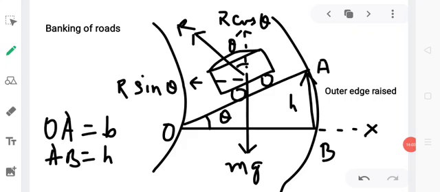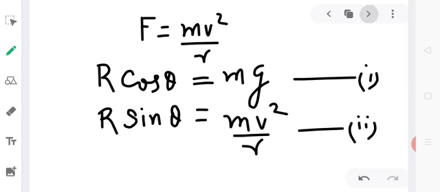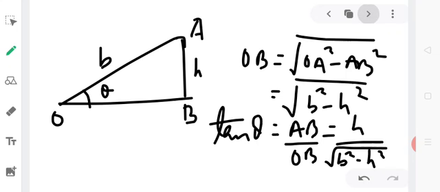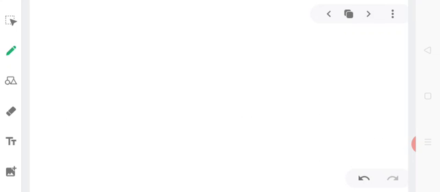So the maximum permissible speed for the vehicle is much greater than the optimum value of the speed on a banked road. It is because friction between the road and the tires of the vehicle also contributes to the required centripetal force. So as the vehicle is moving along the circular banked road OA, the force of friction between the road and tires of the vehicle can be written as F is equal to mu R, and it acts along the direction AO.